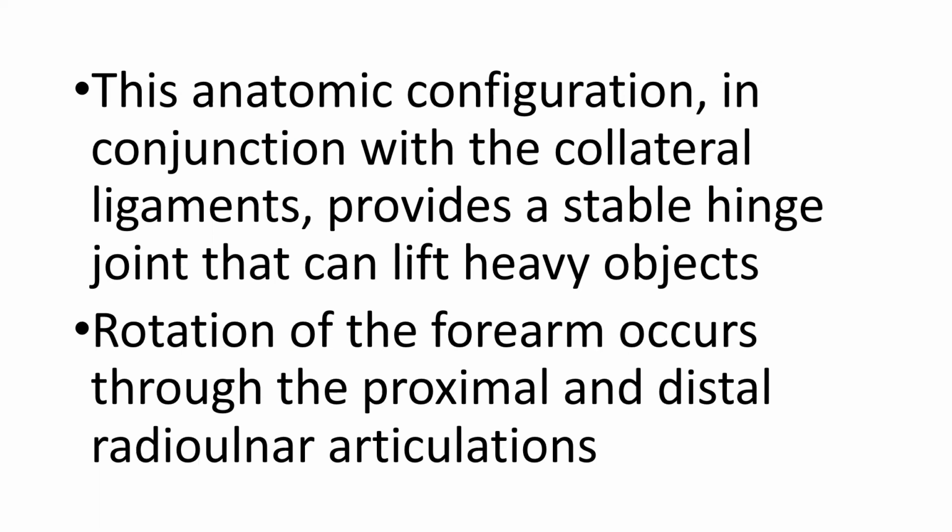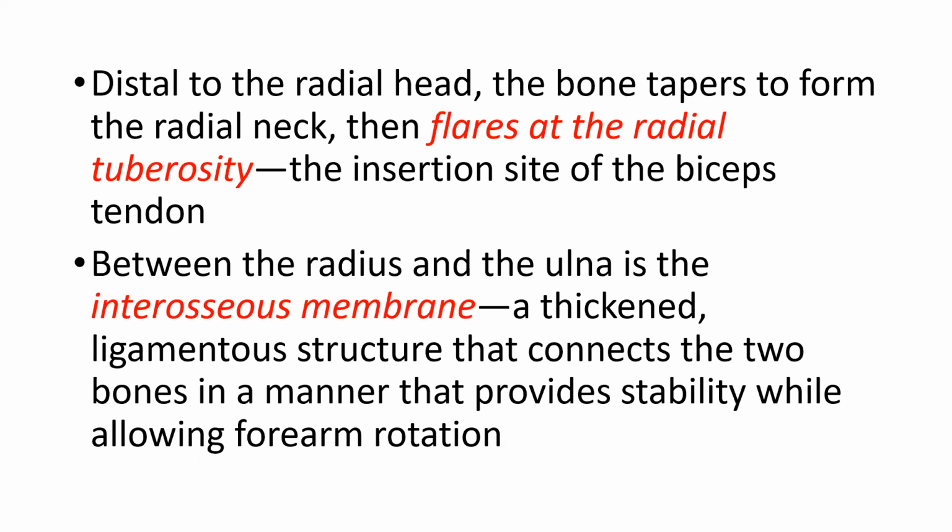Rotation of the forearm occurs through the proximal and distal radio-ulnar articulations. Distal to the radial head, the bone tapers to form the radial neck. Then it flares at the radial tuberosity. I want you to keep this in mind, the radial tuberosity. This is where the biceps tendon inserts, and where it can be avulsed from.